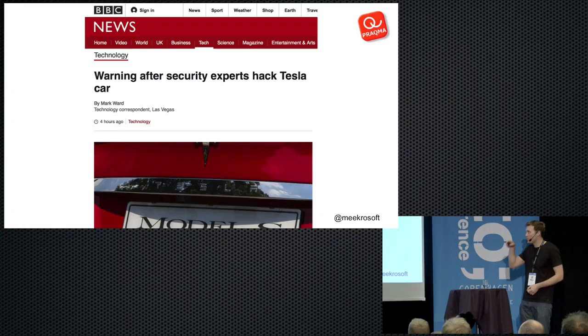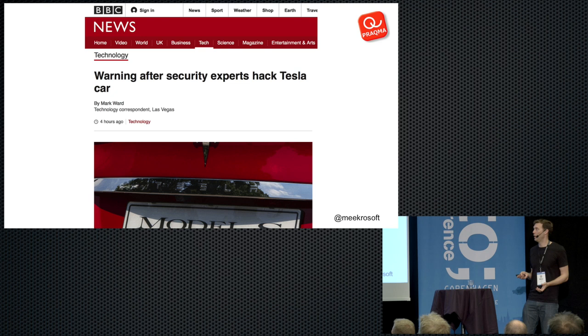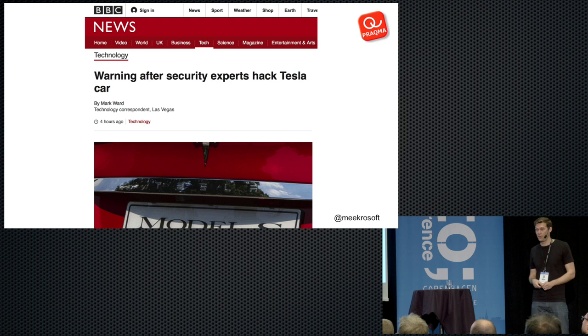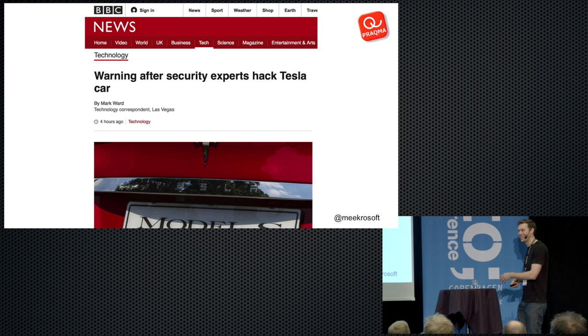But there's also another side, right, which is that security experts hack your product. Oh, no. And that's a big problem for a lot of embedded systems, especially if you ship something like Bash, for instance, or SSL, or anything that has all kinds of vulnerabilities that get discovered after it's been shipped.